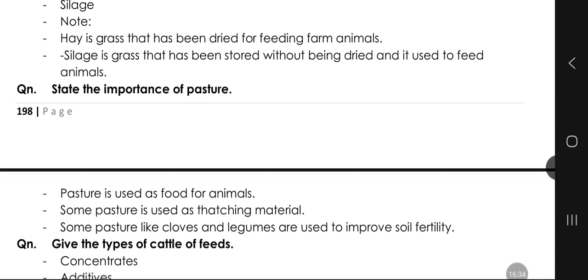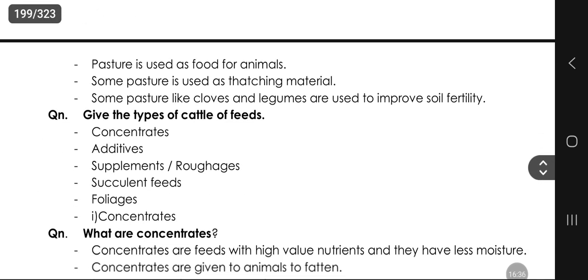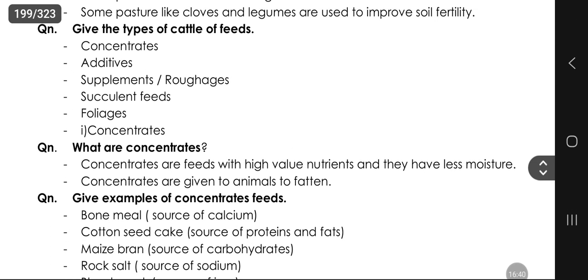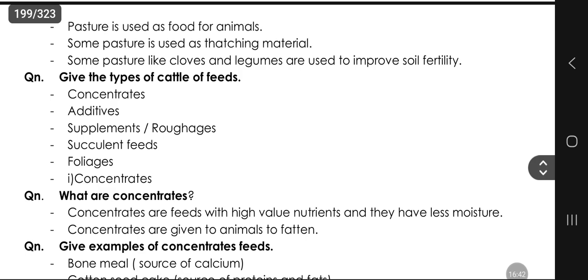So in the next lesson, we shall be talking about types of cattle feeds. We shall look at them. So now we rest, we prepare for the exercise.